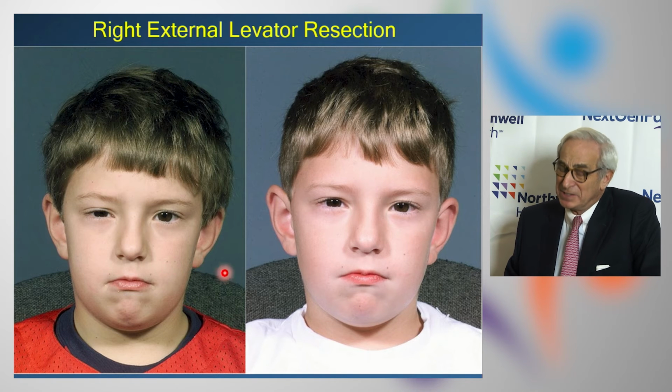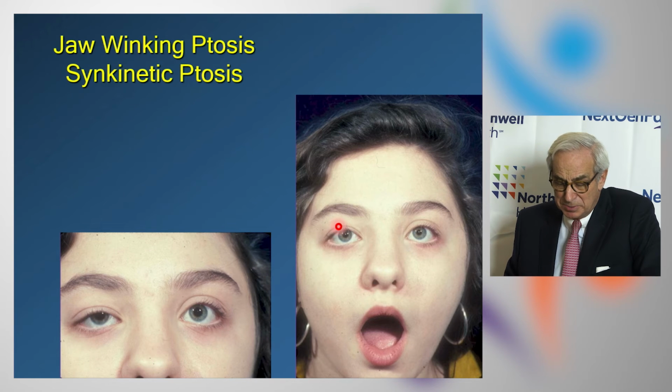But as I said, if it's done bilaterally, you have a better chance of getting symmetry. Now, this again, I'm contrasting it with an older child with unilateral ptosis. This is a levator tightening and not frontalis suspension.